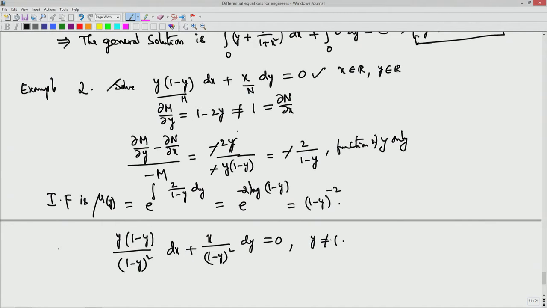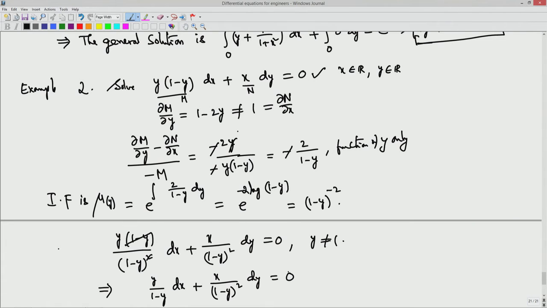So, this is mine, so you need not worry. Whenever you see a denominator becoming 0, at that point it is not defined. So, this is your equation, and this will give me y by 1 minus y dx plus x by 1 minus y whole square dy equal to 0.